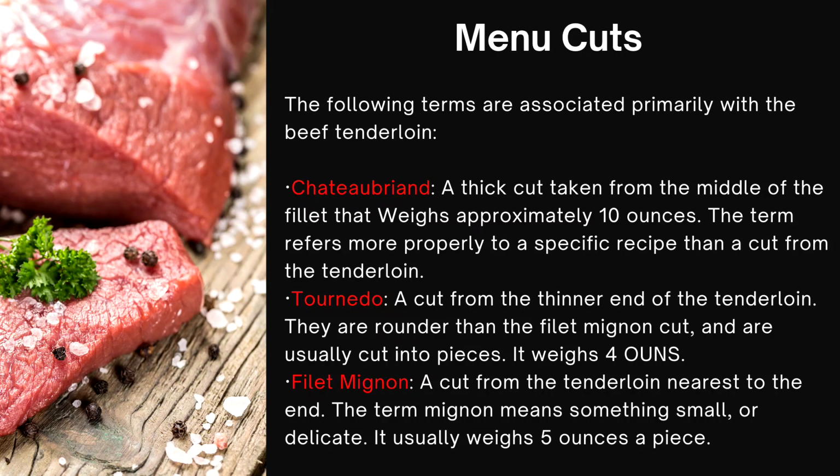Next is tornado, a cut from the thinner end of the tenderloin. They are rounder than the filet mignon cut and are usually cut into pieces. It weighs 4 ounces.